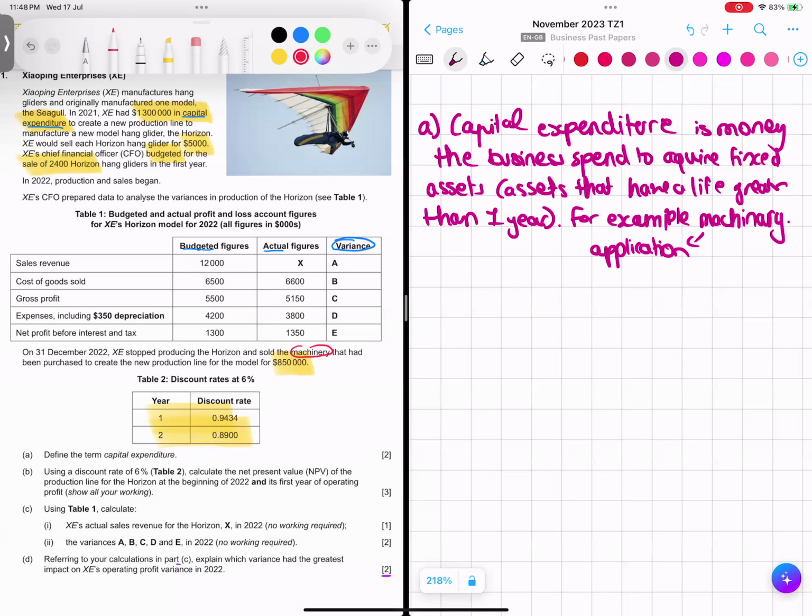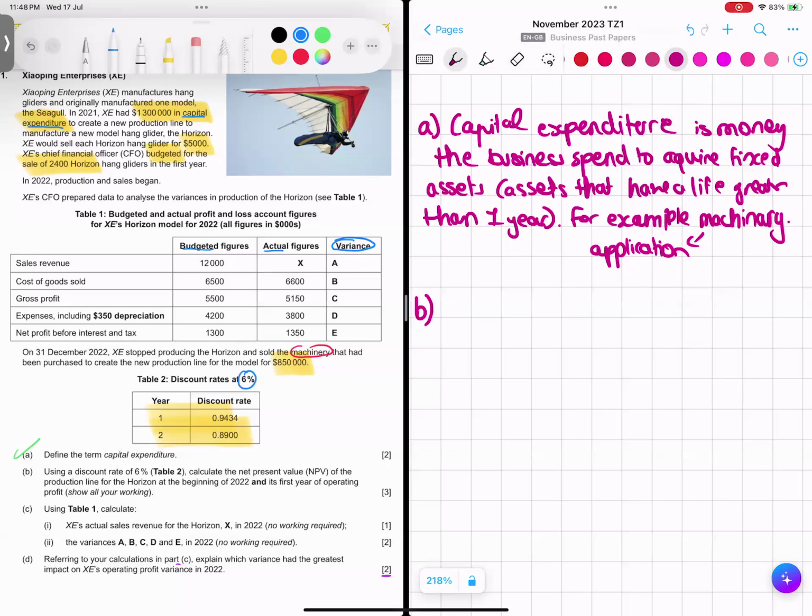Okay, so we have our first question done. Then we have the second question, which says using a discount rate of 6%, and here we can see that we have our discount rate of 6%. Calculate the net present value, which is the NPV, of the production line for the Horizon at the beginning of the year 2022 and its first year of operating profit. They mentioned that we also have to show all our workings. So here I'm just going to make my handwriting a bit smaller.